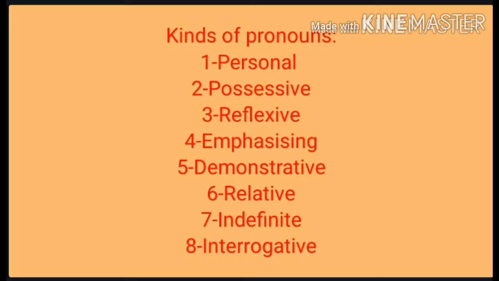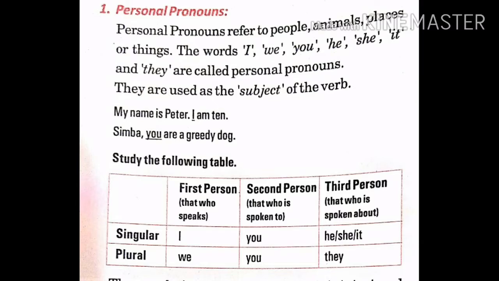Children, there are 8 kinds of pronouns: personal, possessive, reflexive, emphasizing, demonstrative, relative, indefinite, and interrogative pronouns. In today's session, we will cover the first 4 pronouns, and the next 4 pronouns we will continue in the next session. So let us study the first kind of pronoun, the personal pronoun.